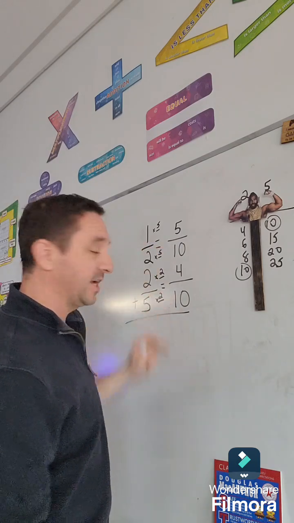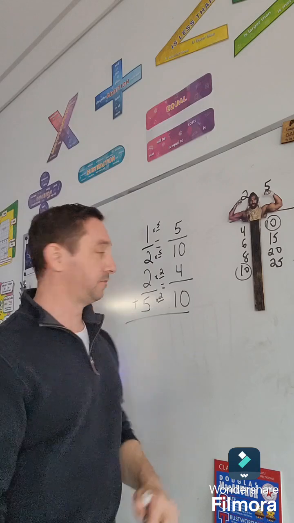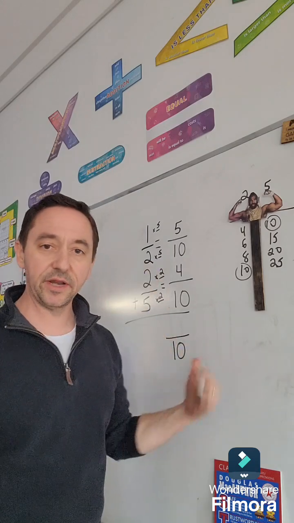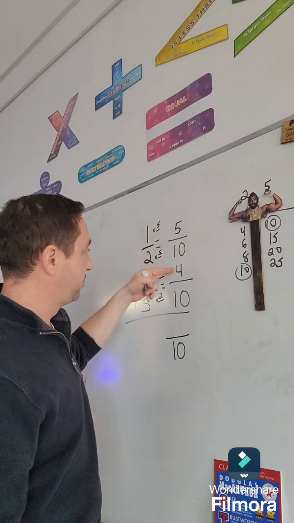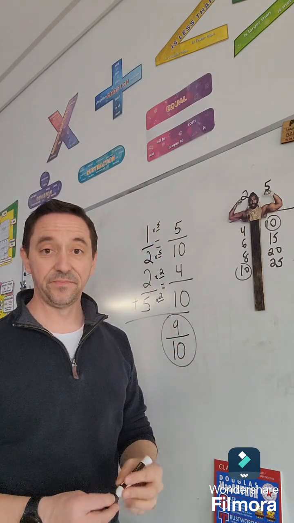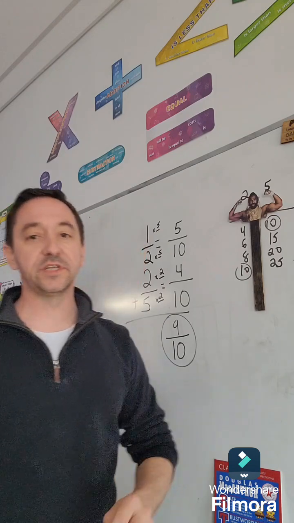Now my denominators match. I can move on to step 4, solve. I know when I'm adding two fractions with like denominators, I keep my denominator. I'm still working with tenths. I know 5 plus 4 is 9. My answer, 9/10.